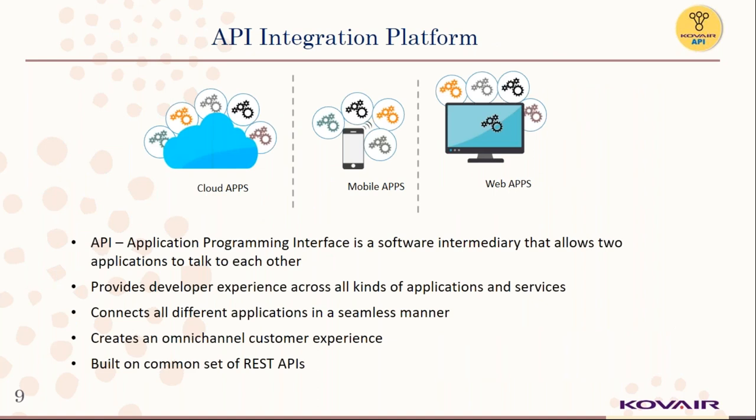The thing that happened is that ESB was no more sufficient to cater to these demands, and thus a new concept of integration is now gaining popularity, which is called the API integration platform. So API, what is that? It's the application programming interface, which acts as a software intermediary that allows two applications to talk to each other and provides developer experience across all kinds of applications and services. So what API does is that this allows to create an omni-channel customer experience, providing immense flexibility to integrate applications with ease, right?